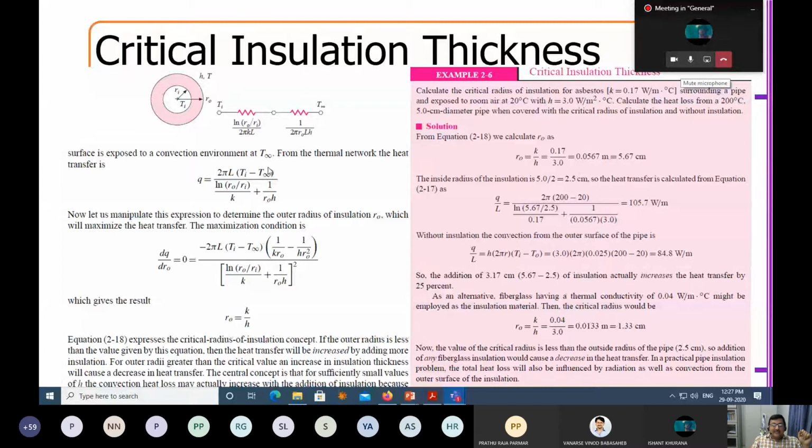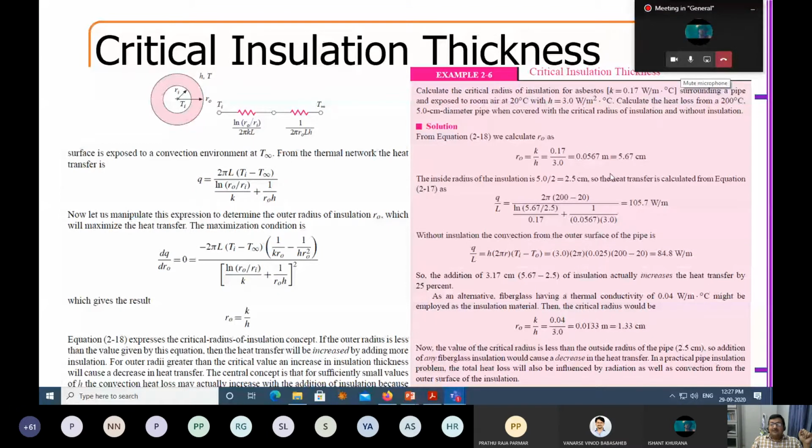If the outer radius of this insulation is less than the value given by this equation, then the heat transfer will be increased by adding more insulation. If you are having the outer radius which is less than the value, so this is what has happened here. What is the outer radius? That is 5.67. Okay.